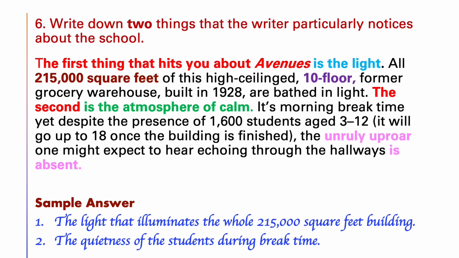Now you can see there are two points here, so you can write both points. Even if you write just the light and the calm, you are getting full marks. But I have answered like this: number 1, the light that illuminates the whole 215,000 square feet building, and number 2, the quietness of the students during break time.